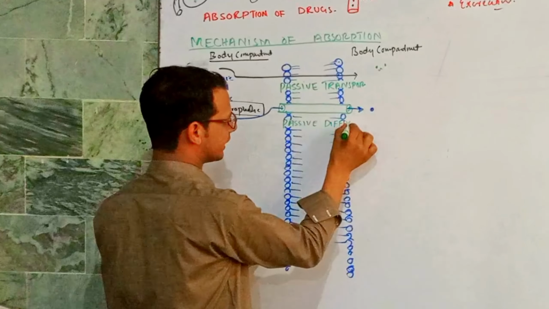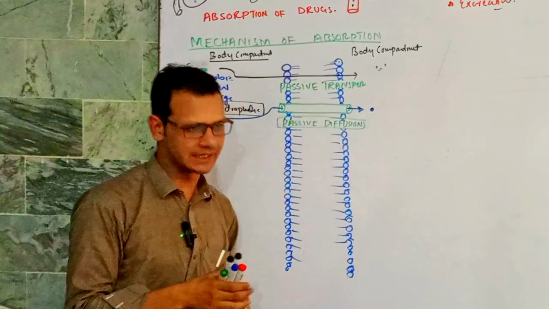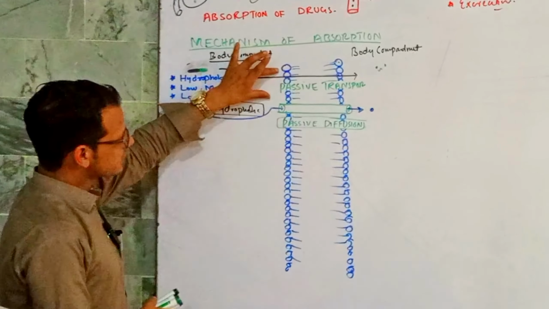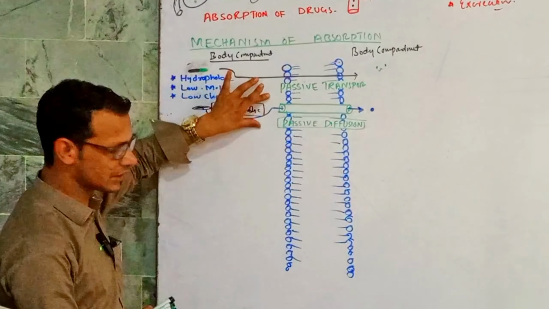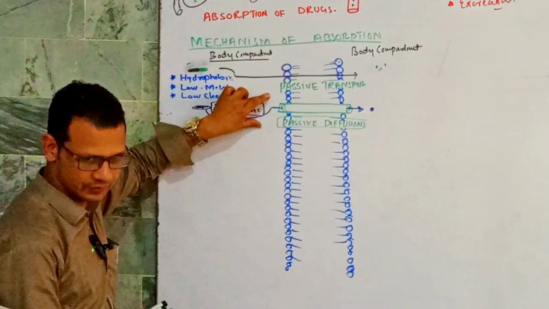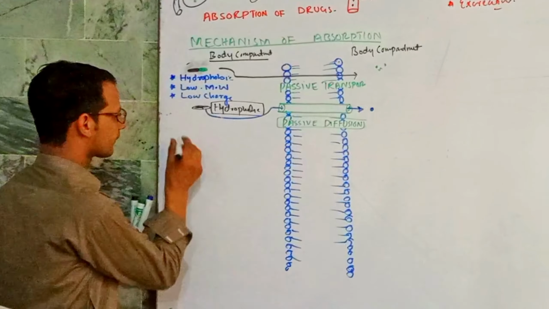We will differentiate this into aqueous and lipid, non-aqueous. This is called lipid passive diffusion, and this is called aqueous passive diffusion. The next is active transport.